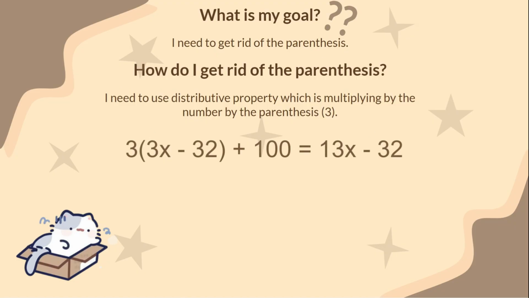So, this is our equation, and we want to multiply everything inside by the number 3. I kind of messed up my arrow. It's supposed to be pointing at the 3 next to the parentheses. So we want to do that. 3 times 3x is going to be 9x, and 3 times 32 is 96.